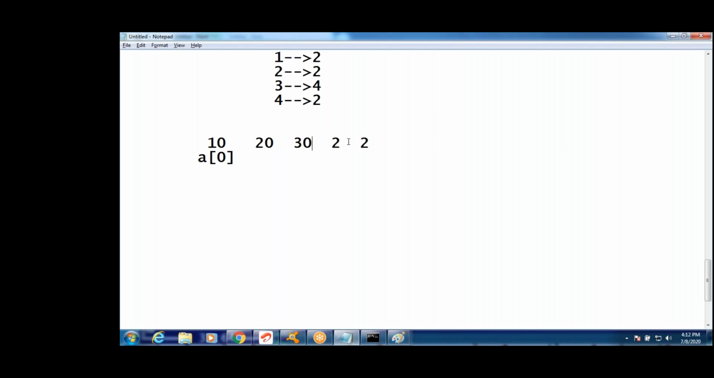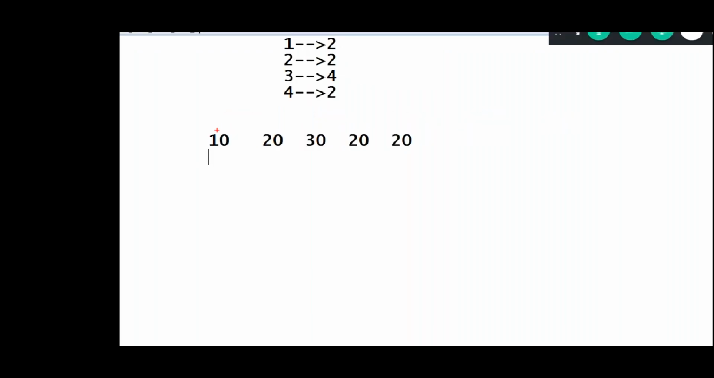How many times 10 occurred? How many times 20 occurred? See this. This is a of 0, right? A of 0 we have to check with all elements. Check a of 0 first: 10 with 10. Yes. First, how much is the count? Initially count is 0.